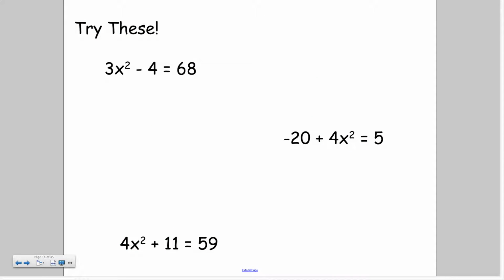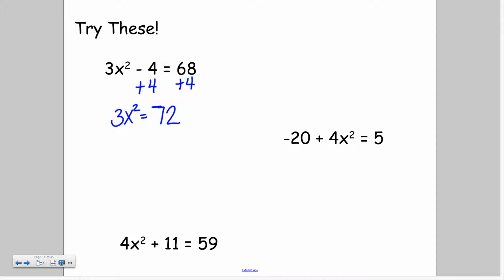Now, we're going to try these real quick. There's only one step that's different in these. And then we're going to move on. So, we've got 3x squared minus 4 equals 68. Well, I need all of that together, okay? So I'm going to add 4 to both sides. And that leaves me with 3x squared is equal to 72.